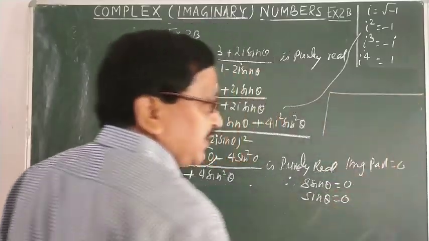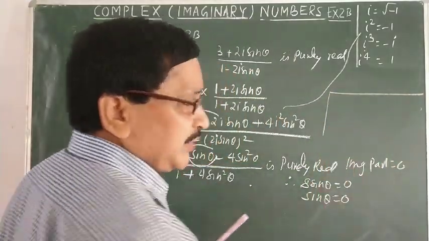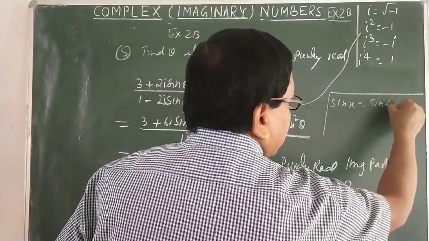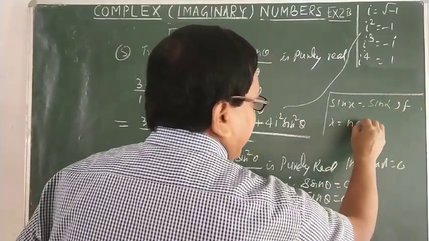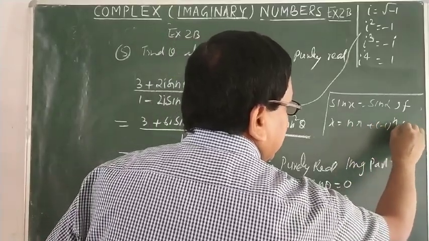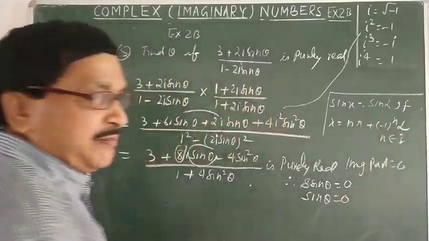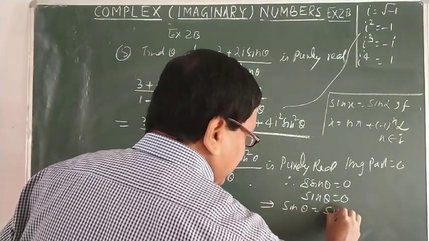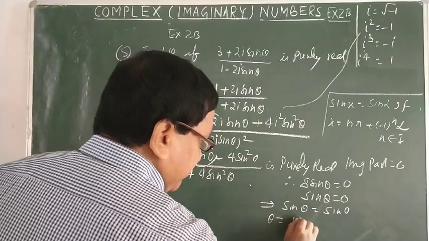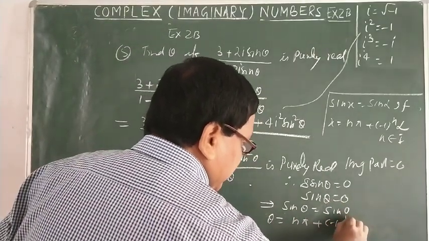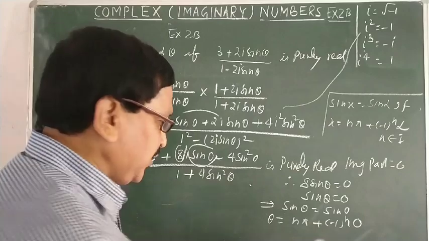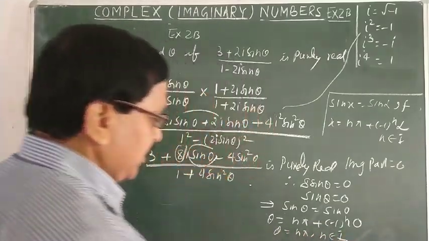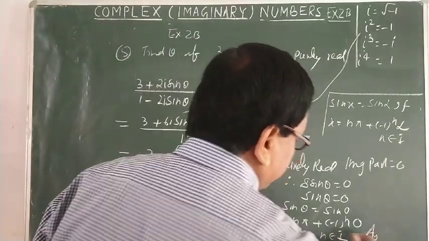Earlier in trigonometric equations I taught you through the video that if sin x is equal to sin alpha, then x is equal to n pi plus (minus 1) to the power n alpha, where n is a member of integers. So this becomes sin theta is equal to sin 0. So theta is equal to n pi plus (minus 1) to the power n alpha, and alpha is 0, so this part is 0. Theta is equal to n pi, where n is a member of integers. So this is your final answer.